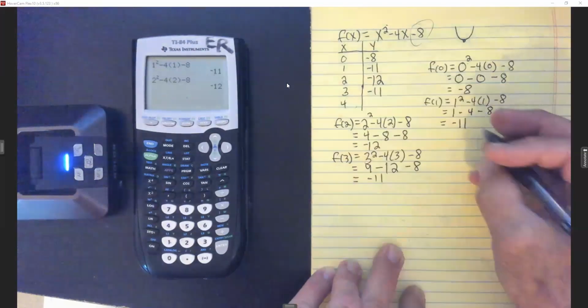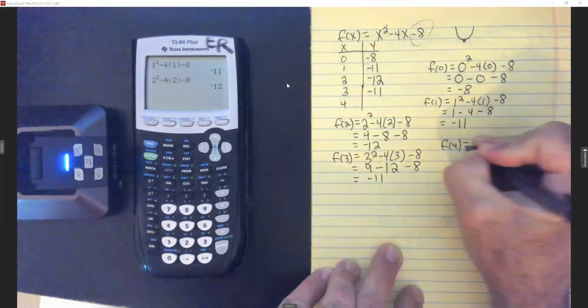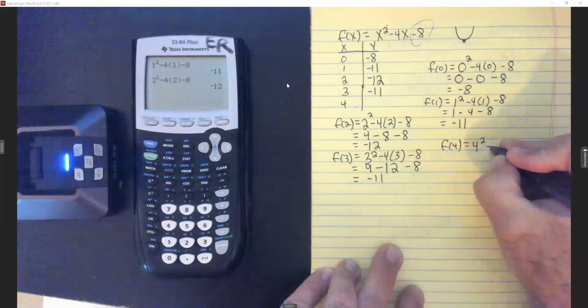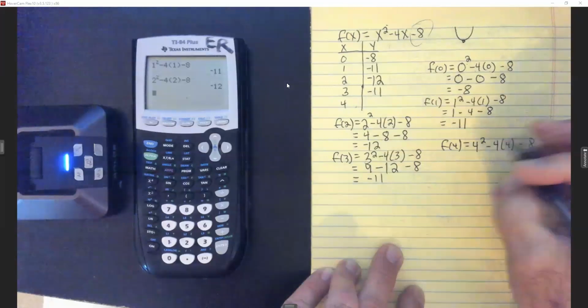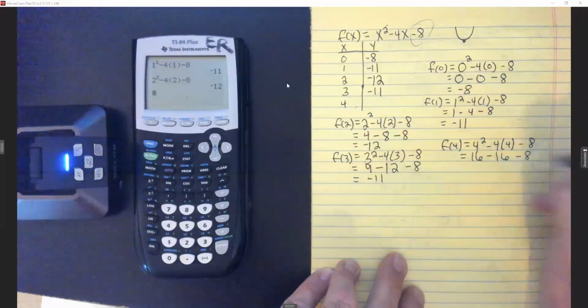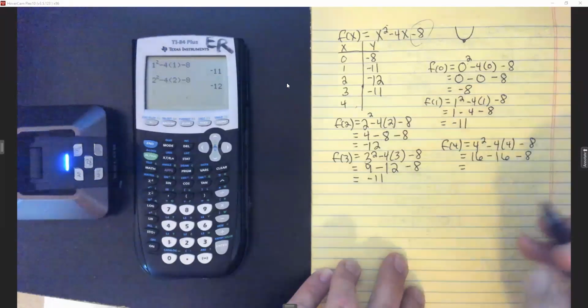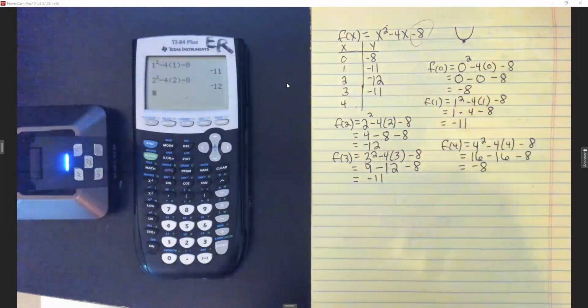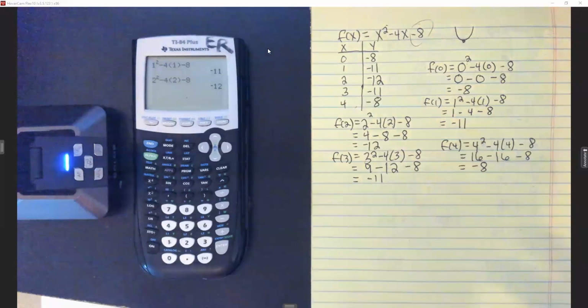So let's see. F of 4 will equal 4 squared minus 4 times 4 minus 8. All right, y'all, 4 times 4 is 16. Minus 4 times 4 is 16 minus 8. And y'all look at that. 16 minus 16 is 0. 0 minus 8 is a -8. So over here at 4, I would put -8. All right, so we're going to go to the math lab and graph this because it's one of the tricky ones.